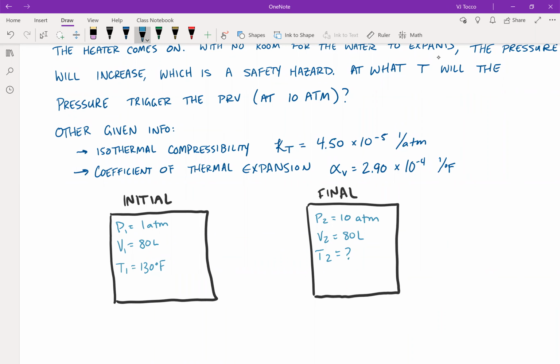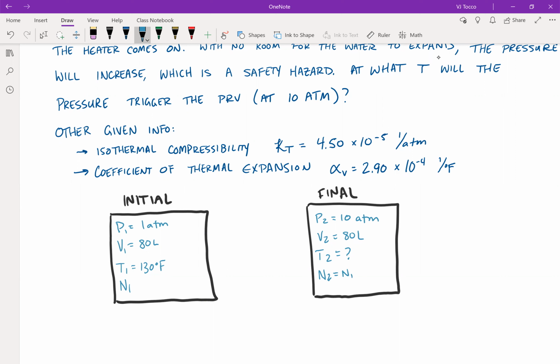My pressure starts at 1 atmosphere and ends at 10 atmospheres. Volume stays constant at 80 liters the entire time. Temperature starts at 130 Fahrenheit, and temperature 2 is what we want to figure out. Now, maybe your diagram had some more information here, like maybe you chose to include the number of moles. That would be fine. You can include moles as well. Since it's a closed system, moles at 2 is equal to moles at 1.